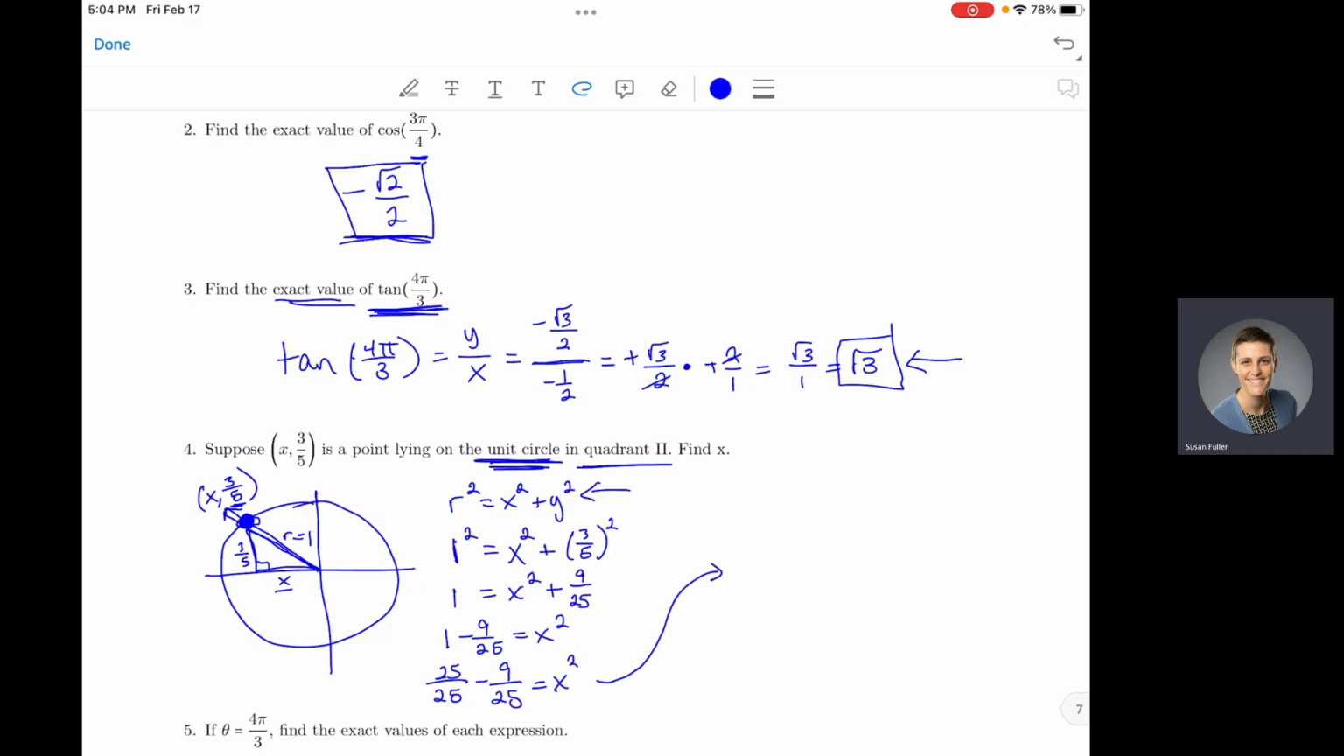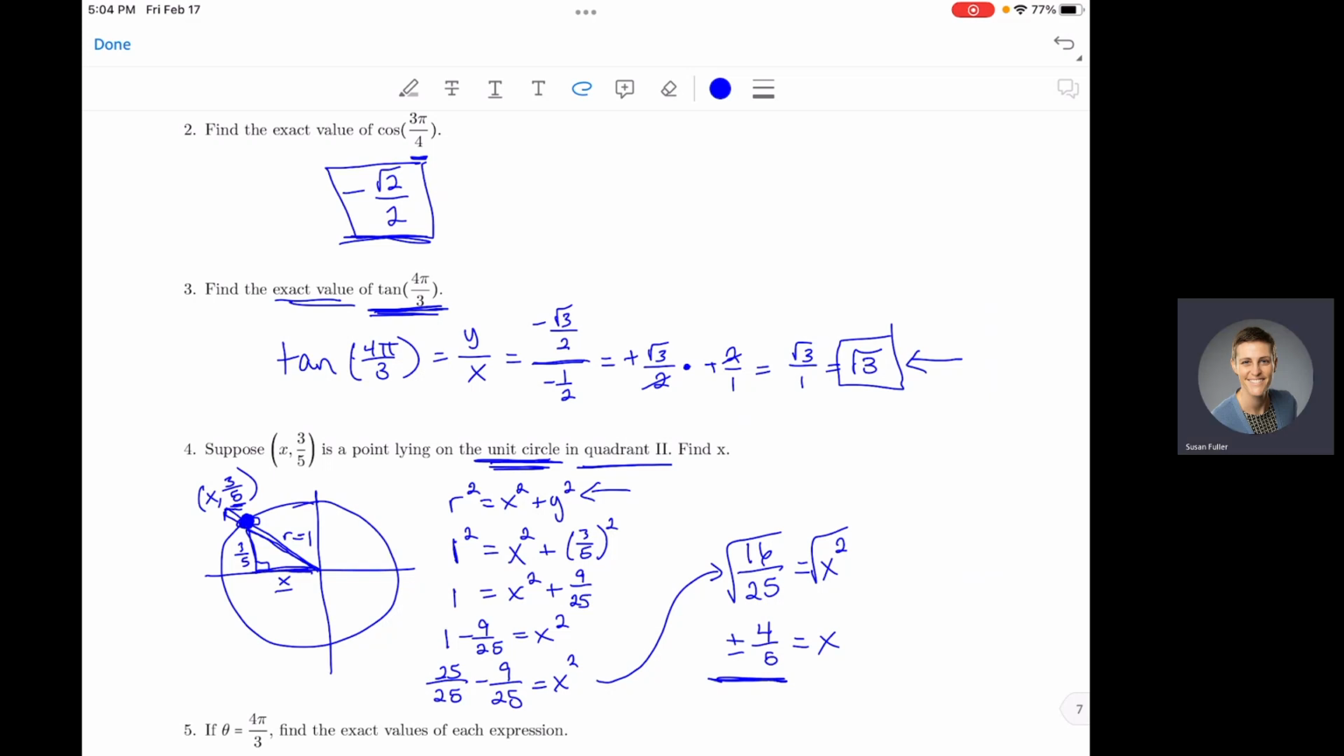I come up here. 25 over 25 minus 9 over 25 is 16 over 25. Subtract your numerators, keep your common denominator. We're going to take the square root of both sides, and that means x is then going to be plus or minus 4/5. Because again, we're not in quadrant 1, so we have to be careful with the plus or minus. Is x going to be positive or negative here?